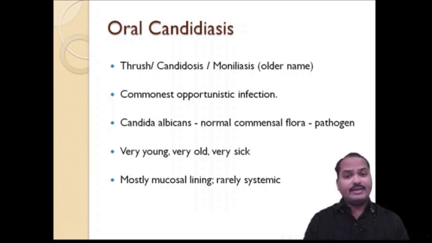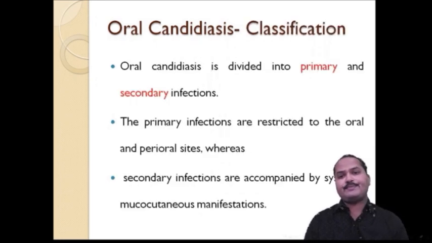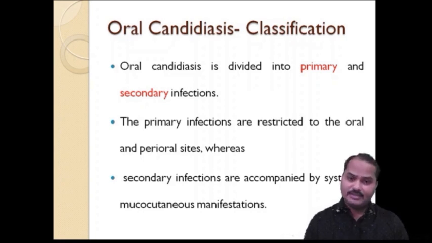It affects the very young, the very old, and the very sick. These three categories of people are affected the most. It mostly affects the mucosal lining and rarely becomes systemic. It is divided into primary and secondary infections. Primary infections are restricted to the oral and perioral sites, and secondary infections are accompanied by some systemic mucocutaneous manifestations.